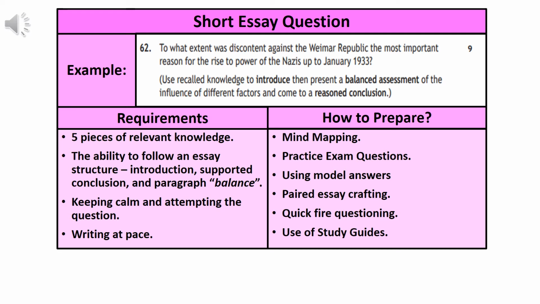So, in this example, this is on the rise of the Nazis. There are more than one factor on the rise of the Nazis, or why the Nazis came to power. One being, yes, the discontent against the government, but also the appeal of the Nazis themselves. So if a student was to discuss 2 or more of these different factors, they would gain a balance mark.